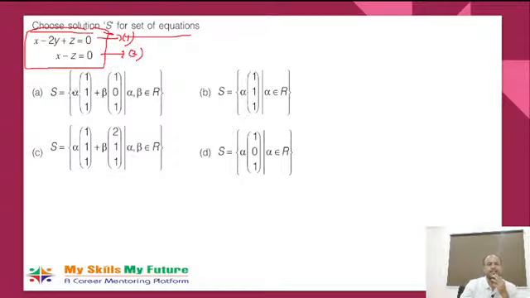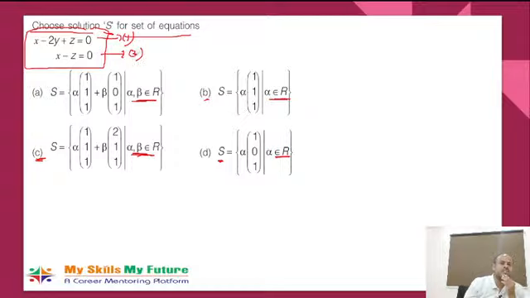Yes, options are given here. Option A: S is equal to the set of alpha into (1,1,1) plus beta into (1,0,1), where alpha comma beta belong to the real numbers. Option B: S is equal to alpha into (1,1,1), where alpha belongs to the set of real numbers. Option C: S is equal to alpha into (1,1,1) plus beta into (2,1,1), where alpha comma beta belong to the real numbers. What is option D? S is equal to alpha into (1,0,1), where alpha belongs to the set of real numbers. This is a very simple question.